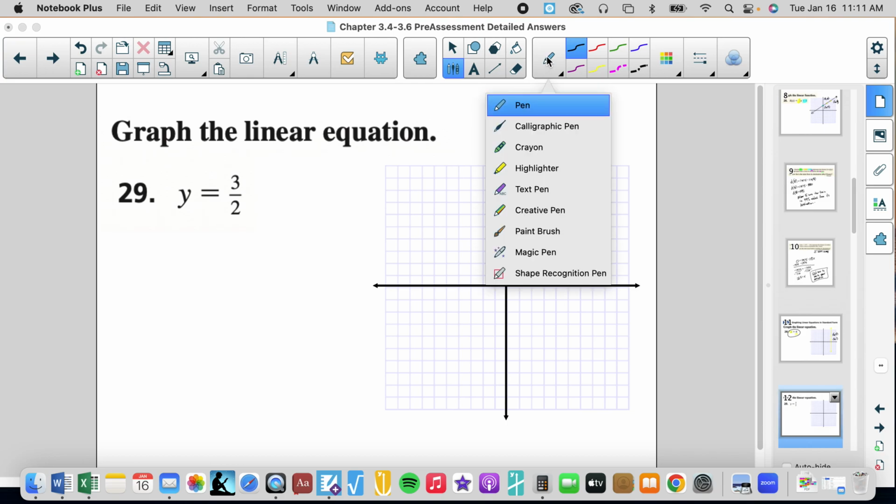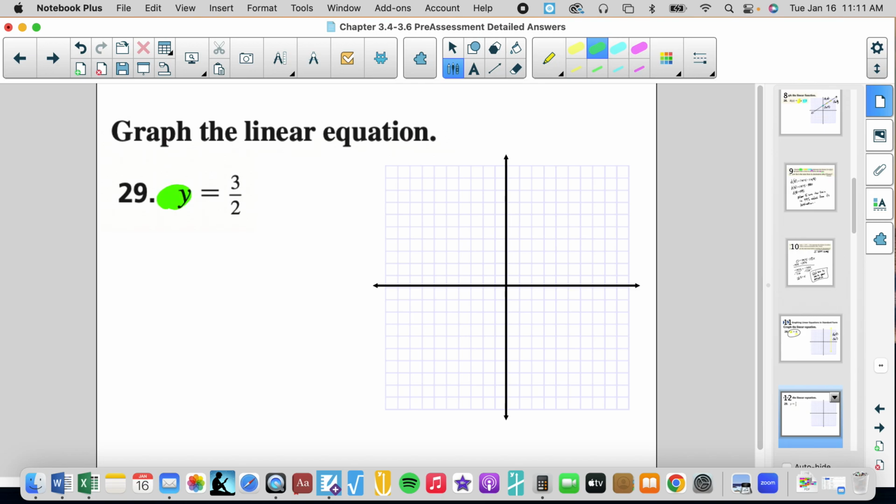Y equals 3 halves. Again, we should notice there's only one variable, so we know it's going to be horizontal or vertical, and it says y equals 3 halves, so it's going to cross my y-axis at 3 halves, which is 1.5, and it's going to look like that.